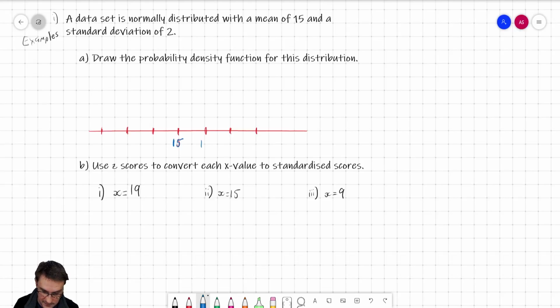So if we go up, that's going to become 17, 19, and 21. And if we decrease here, those values are going to lessen. So they're going to be values of 13, 11, and 9. We're just moving according to the standard deviation.